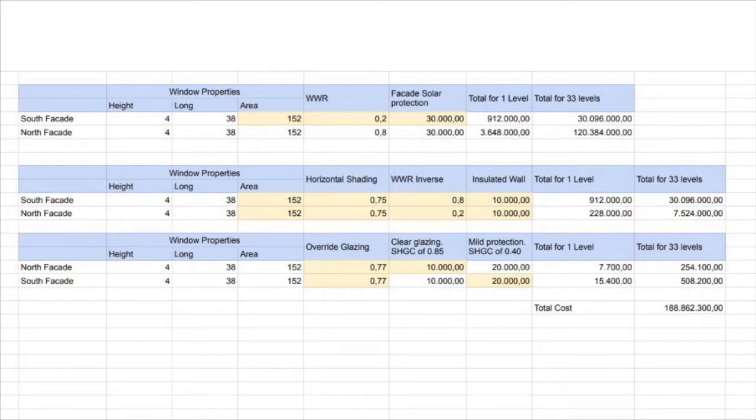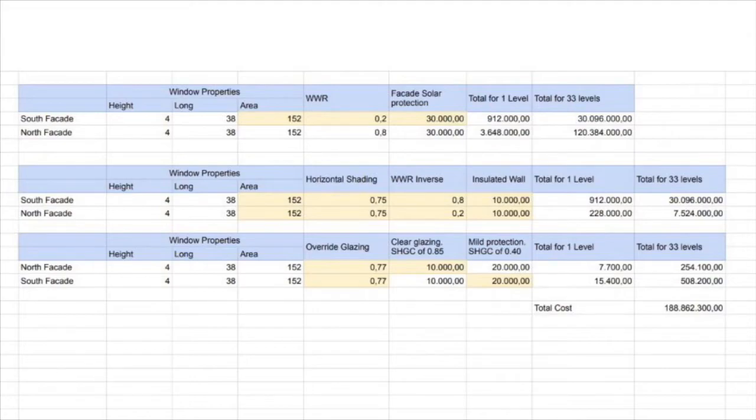The last part of the assignment, we calculated the override glazing for both facades. For the south one, we multiplied the override glazing of 0.77 times a clear glazing of 0.85 that costs 10,000, and that gave us a final cost within the 33 stories high building of 254,100.